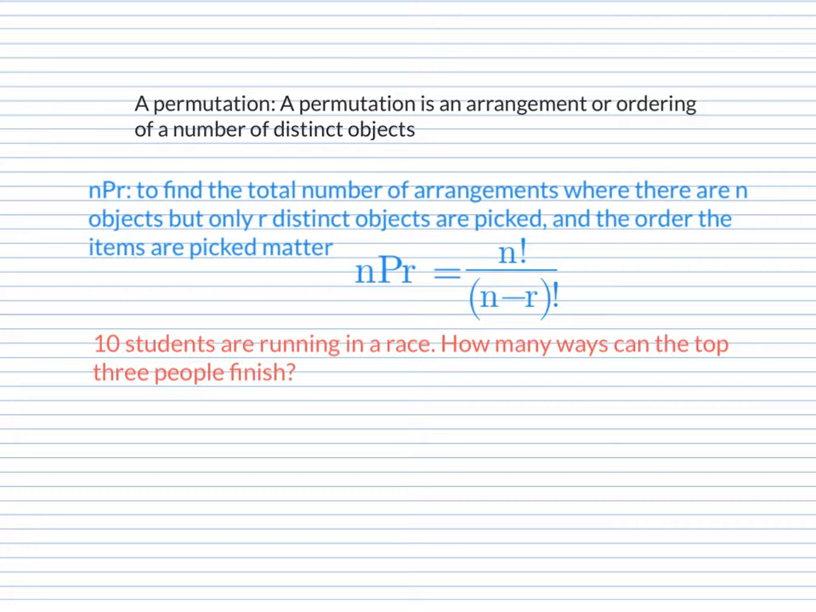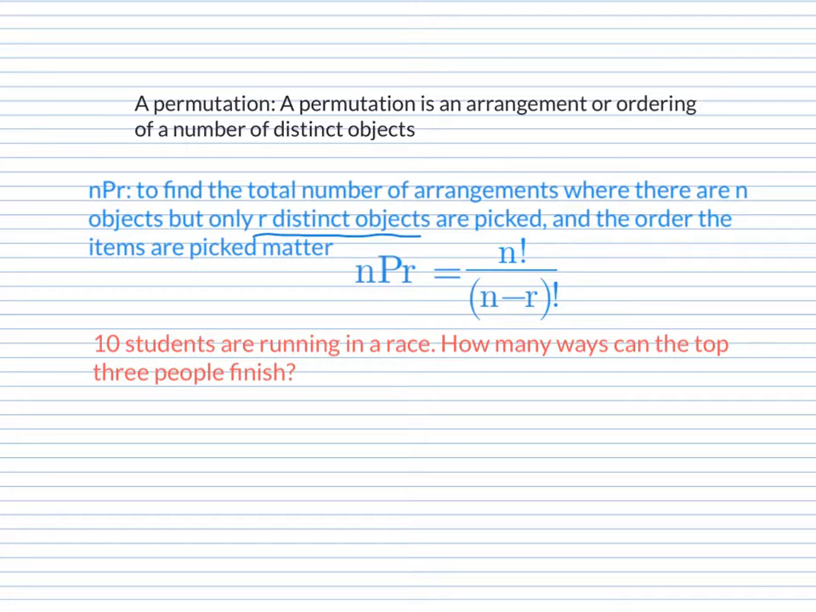Alright, so the example says 10 students are running in a race. How many ways can the top 3 people finish? First, let's look at why this is an example of a permutation. First of all, you have 10 distinct students. They're all separate from each other. They can't be the same person. And then the next part is you are picking 3 of them, and they have to be all separate. You cannot repeat. That's what distinct objects means, that none of the items can be repeated.